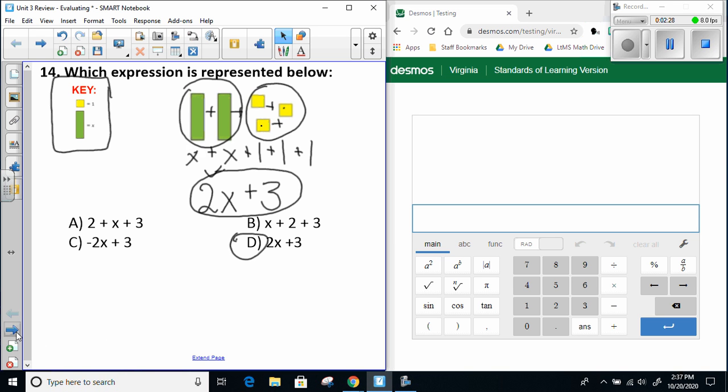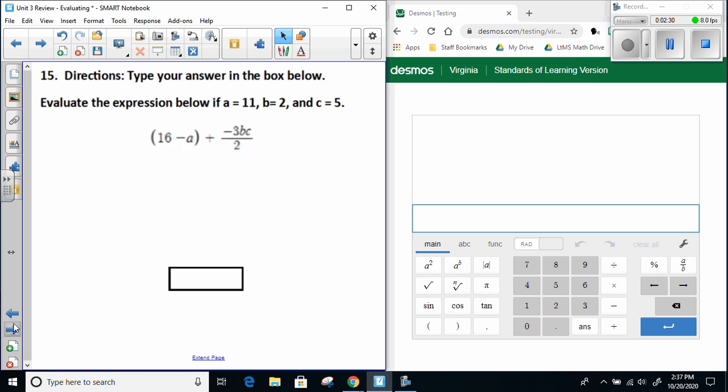Let's go ahead and look at the next question. Question 15 says, directions. Type your answer in the box below. Evaluate the expression below if A equals 11, B equals 2, and C equals 5.